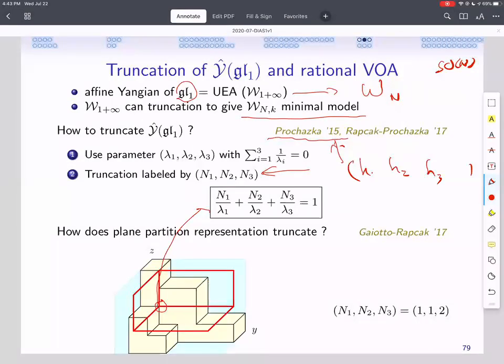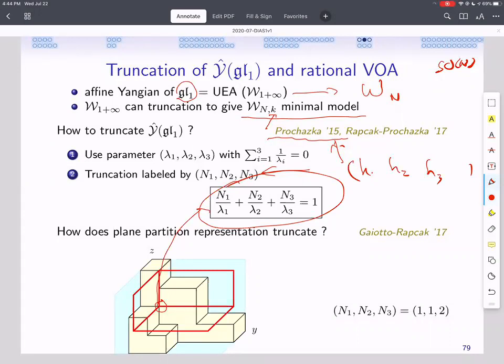In this lambda 1, 2, 3, it is labeled by 3. So you tune your lambda 1, 2, 3 such that it satisfies this equation. In particular, for arbitrary k, not necessarily integer, this just truncates in one direction, up to some spin, and it's not rational. So you can truncate at two levels. If you have both N and K integer, then you have a rational VOA.